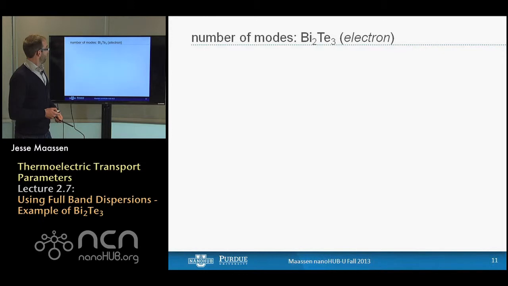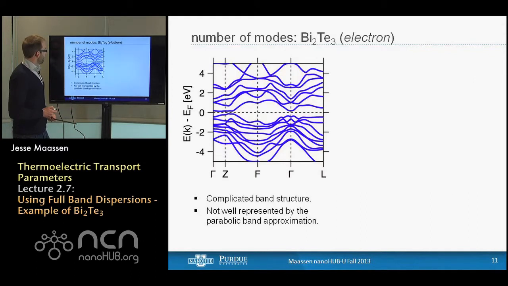Okay. All right, so now we're ready to compute the number of modes in the case of bismuth telluride. So this is for the electron dispersion. Here I showed the electron dispersion for bismuth telluride that I've computed using density functional theory. One thing that comes out immediately is that the band structure is very complicated, much more complicated than what you see regularly with semiconductors like silicon. So really this band structure cannot be well represented by a parabolic band, or it would be very difficult to justify why you would expect that to work in this case.